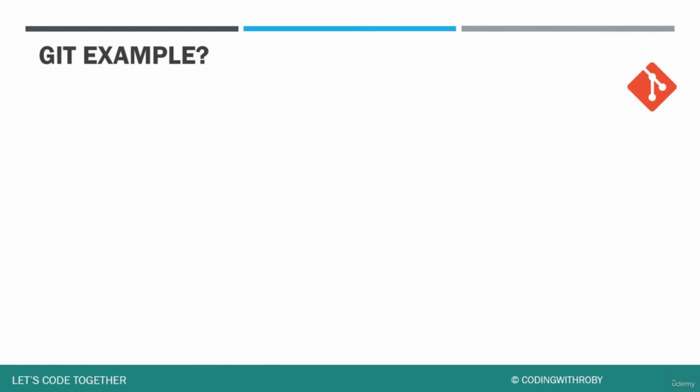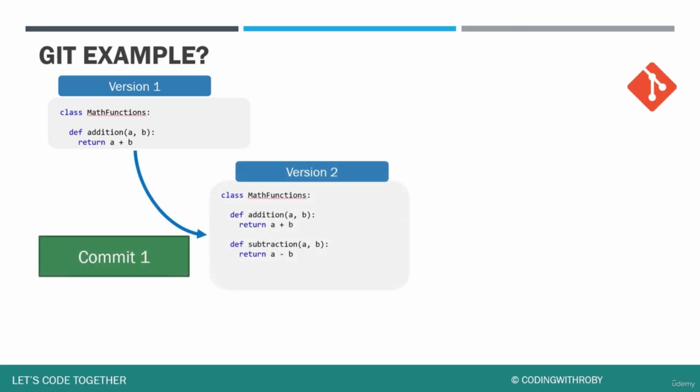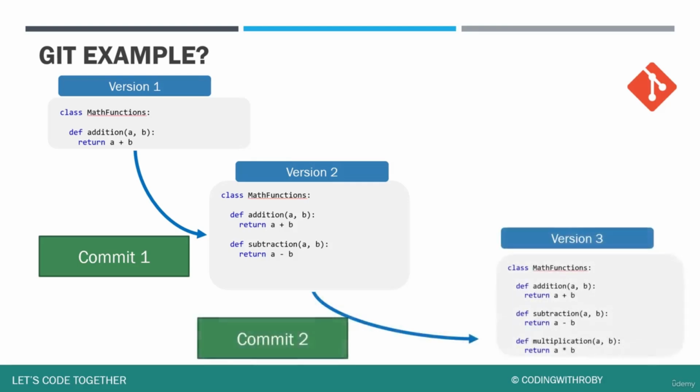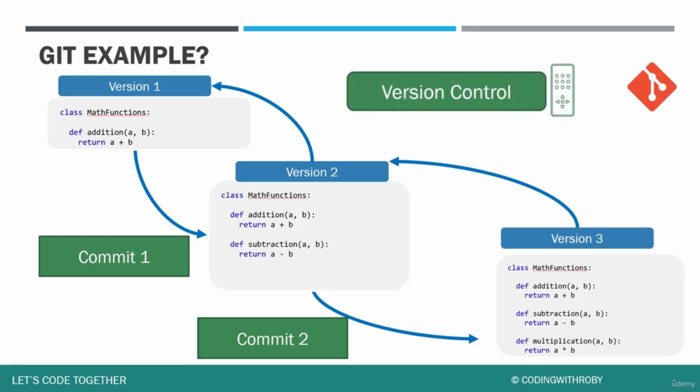If we remember correctly, we are starting with version 1, which includes the math functions with the function of addition. After we commit the first version, we will start on the second version, commit our second version to get our third version, and we'll be able to go back and check out different versions of the same code base. So in this section, we'll be learning about Git basics and how to utilize Git version control.